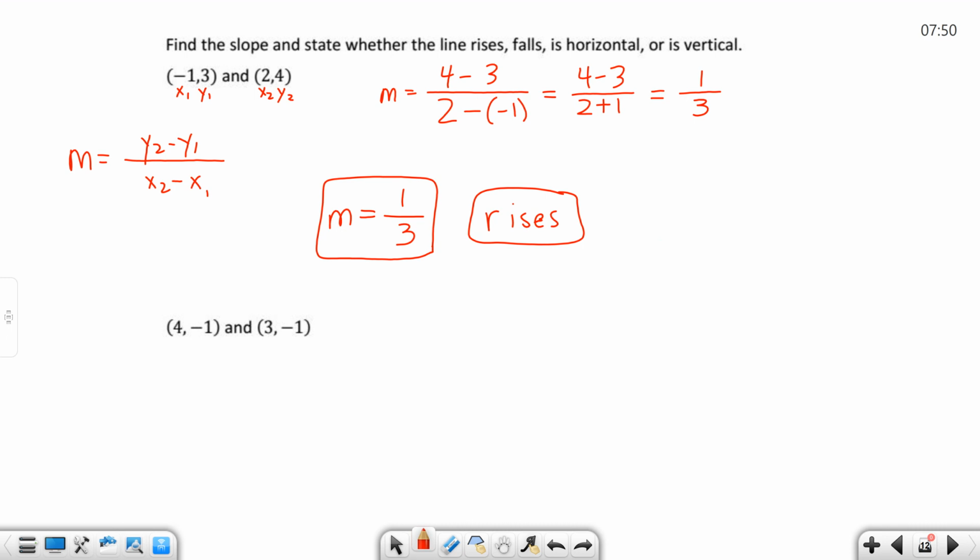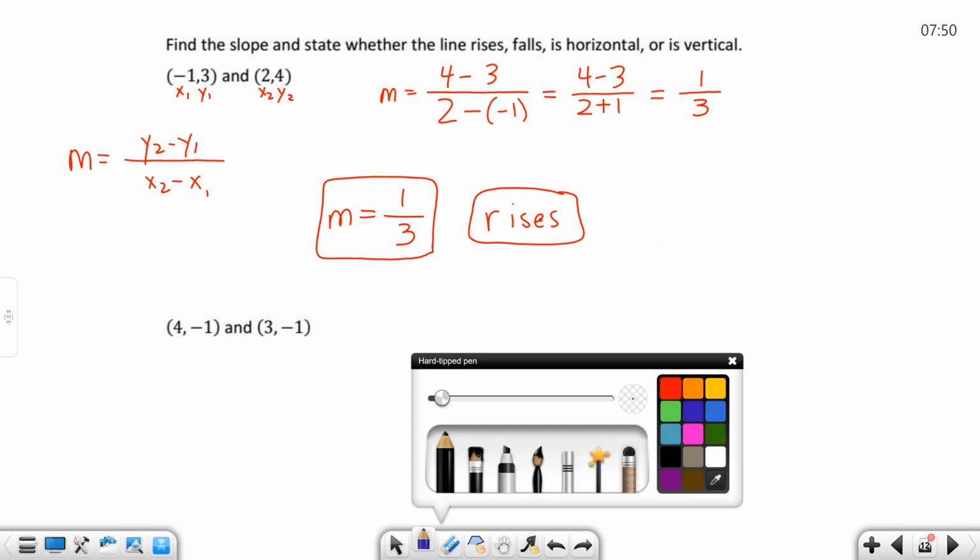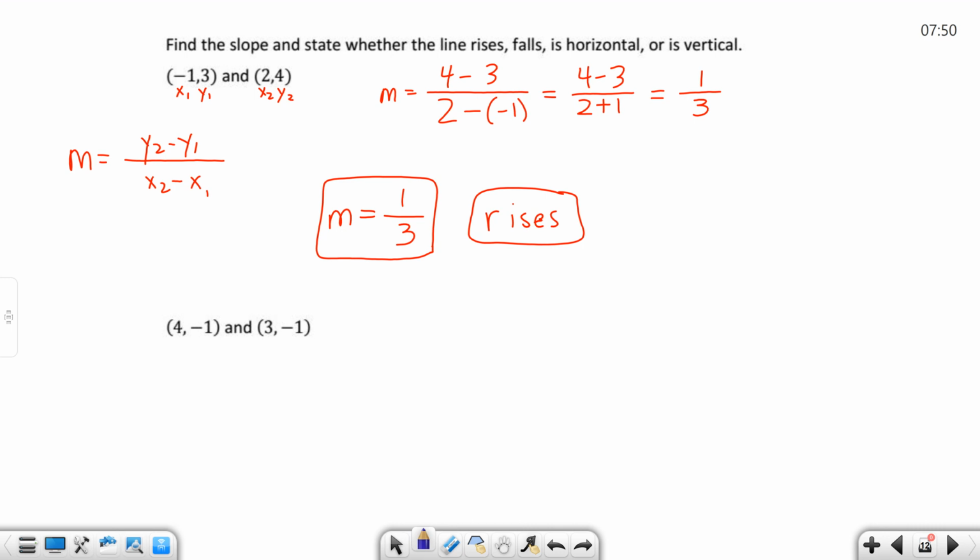All right, so what about the next one? 4, -1, and 3, -1. So we have, I'm going to label this X1, Y1, X2, Y2. And again, how you label this doesn't matter, okay? Which one you call X1, X2, and all that other stuff, I'm going to fix this because I don't like the way it looks. Which one you call X1, Y1, I'm sorry, I just said it backwards. I said don't do that earlier. X1, Y1, and X2, Y2.